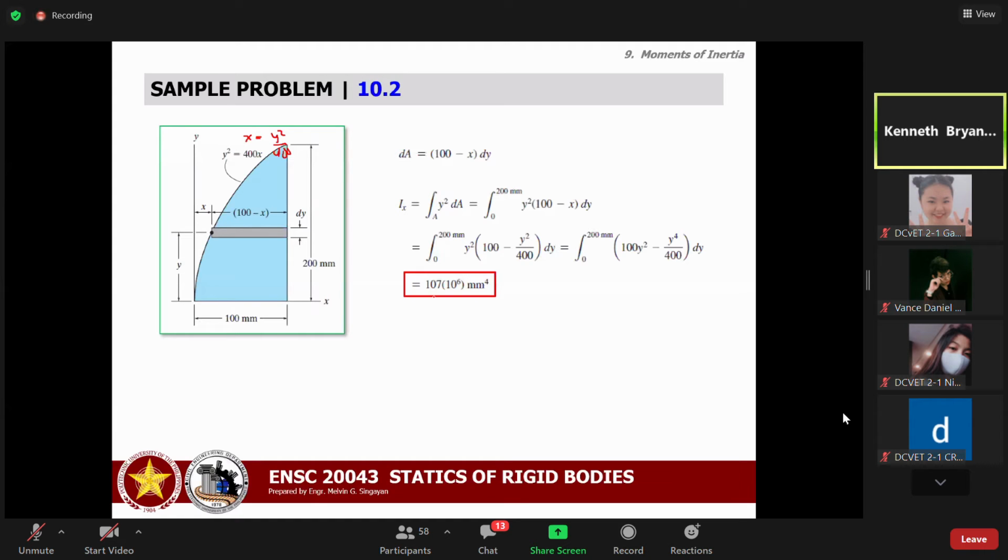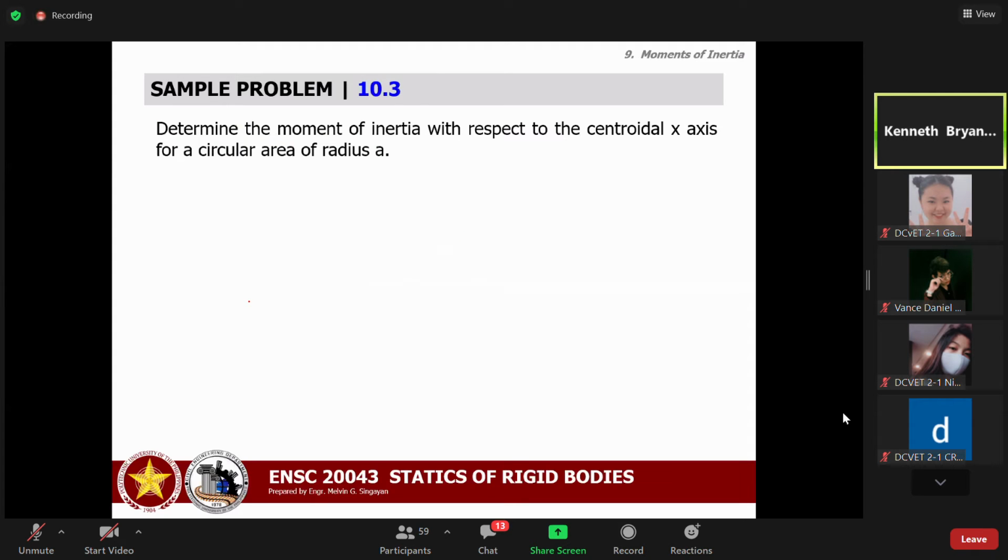So if you want to solve for Iy, I'll leave that to you. You choose a vertical rectangular strip here. The width is x and the height is y. So try to solve that one.